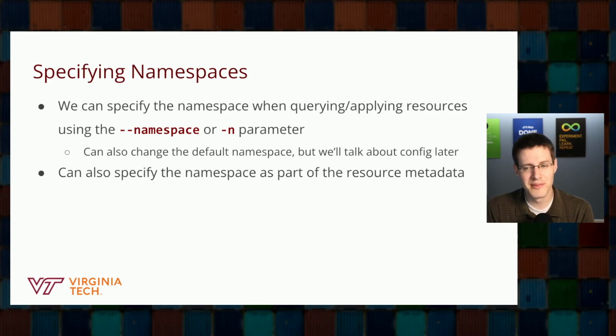I can specify namespaces when I either query or apply resources by using the --namespace or the -n parameter. And I can also change the default namespace using the kubectl config command. And we'll talk about that in a future lecture. I can also specify the namespace as part of the resource metadata, and we'll see that here in just a minute as we do our demo.